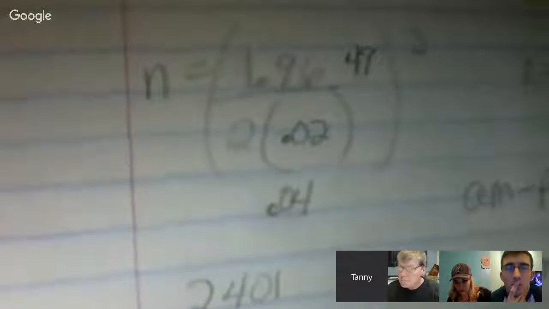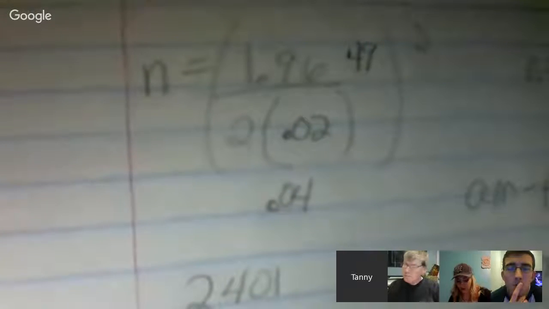Equals Z. 0.96. Is that 49? Yeah, I don't know what that's for yet, but the 49 isn't important. That's just a scribble. Okay. Times 2, or over 2 times.